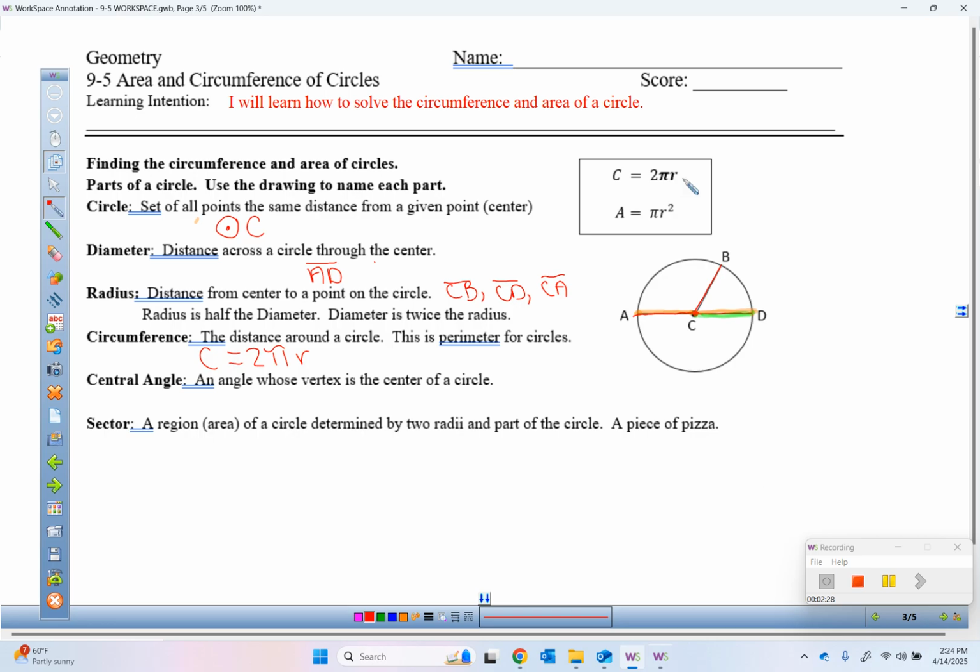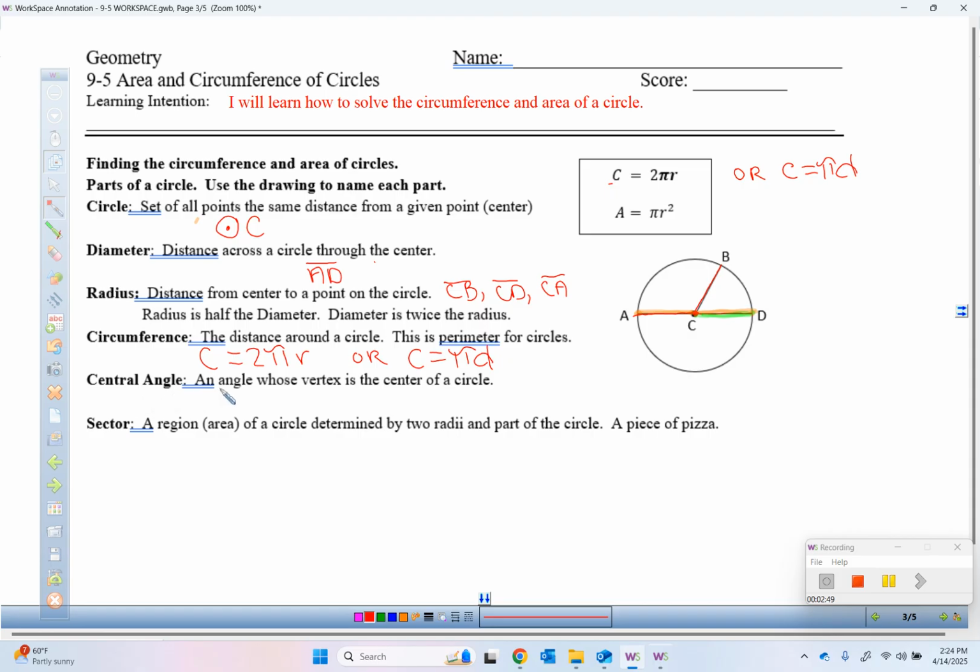And we have that up here. And I'm going to take a note that we can also call this pi times diameter, because if you look, 2 times your radius is your diameter. Okay, so either one of these formulas works for circumference. And I'll write it here as well: C equals pi times diameter.